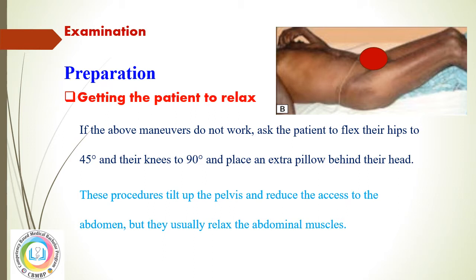This position tilts the bony pelvis up and causes relaxation of the anterior abdominal wall muscles by shortening the distance between their 2 points of attachment, the ribs above and the bony pelvis below.